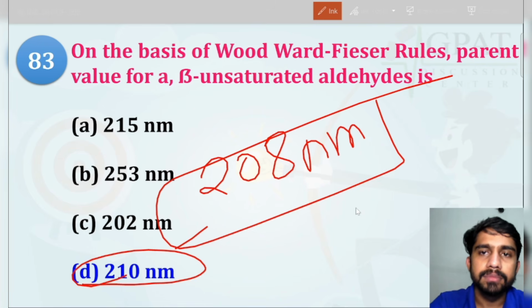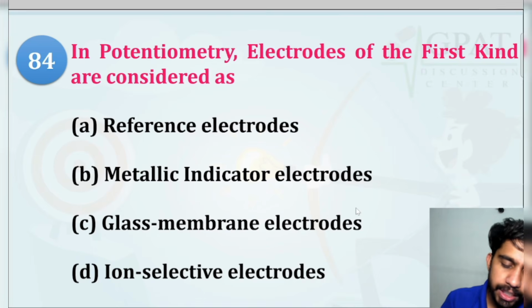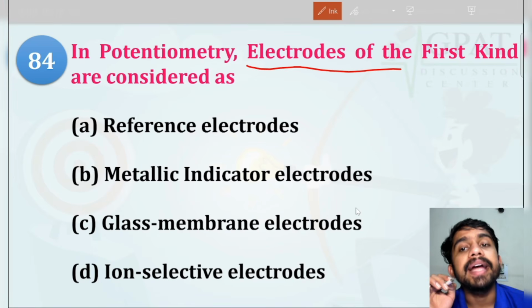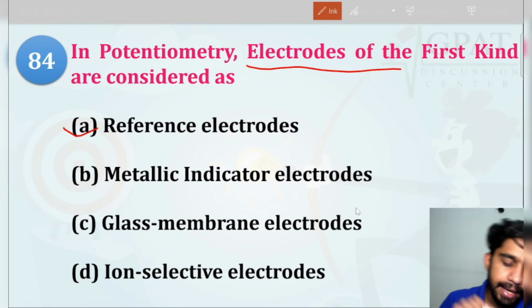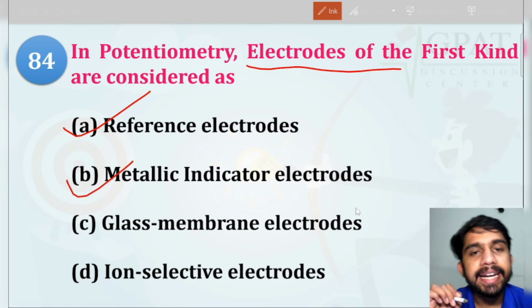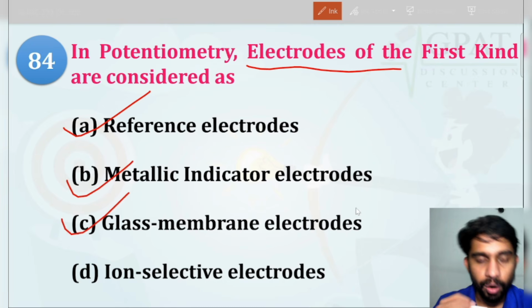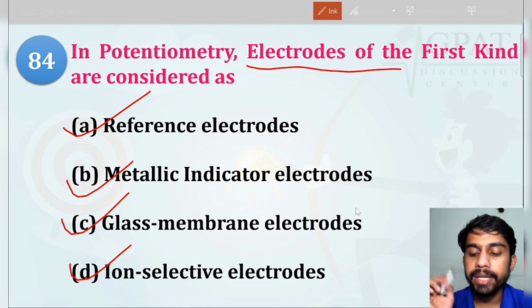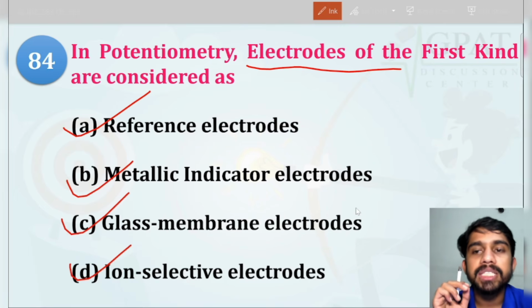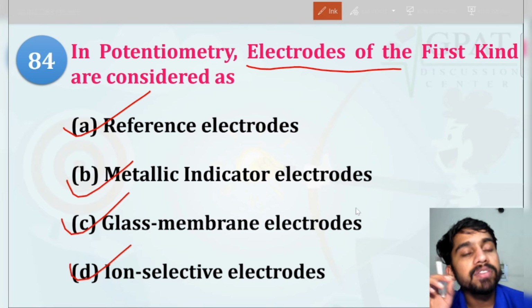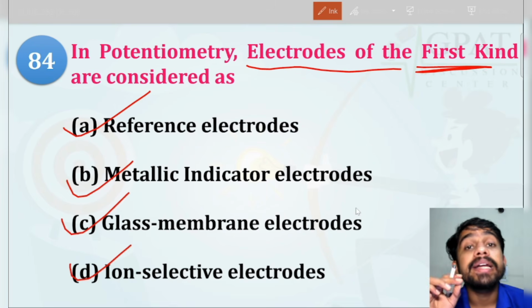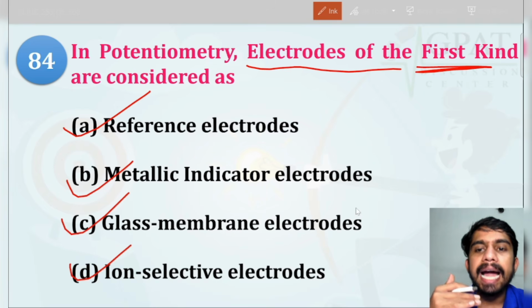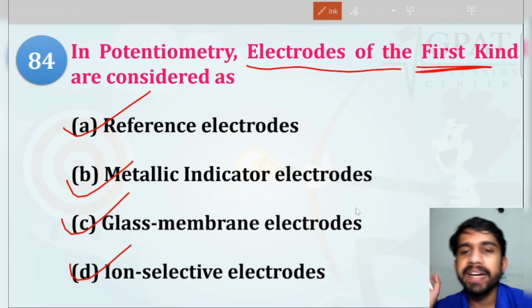Okay, next question. In potentiometry, electrodes of the first kind. The electrodes are considered as A reference electrode, B metallic indicator electrode, C glass membrane electrode, or D ion selective electrode. So electrodes of the first kind, that is what? That is a metal in contact with its own cation solution. Electrodes of first kind is a metal in contact with its own cation solution, and in that the potential will be directly dependent upon the ion concentration.